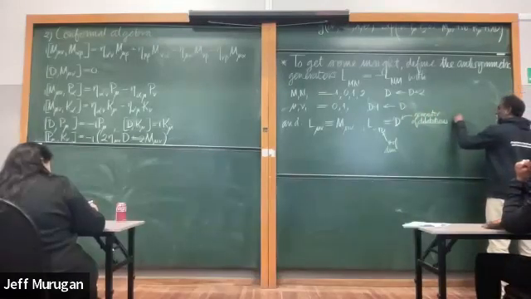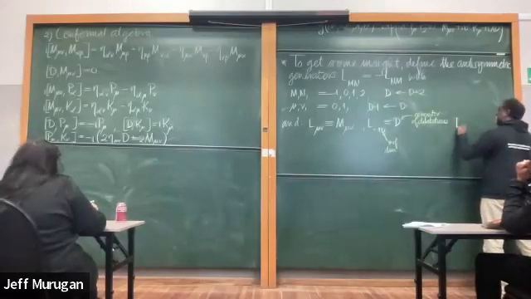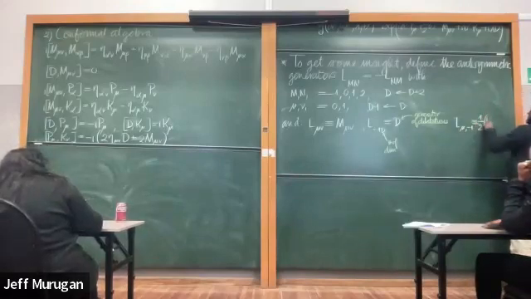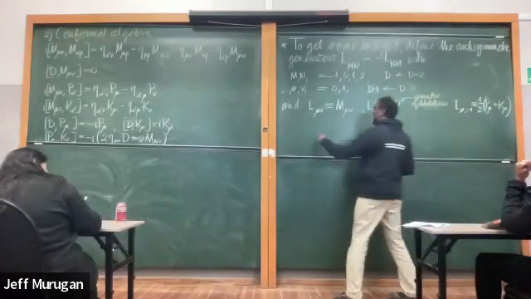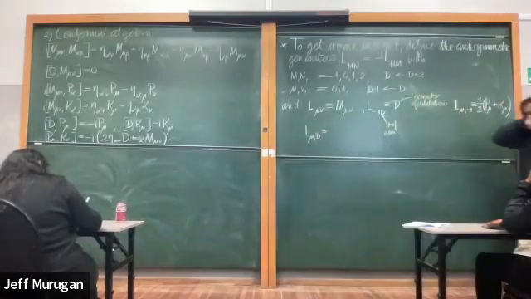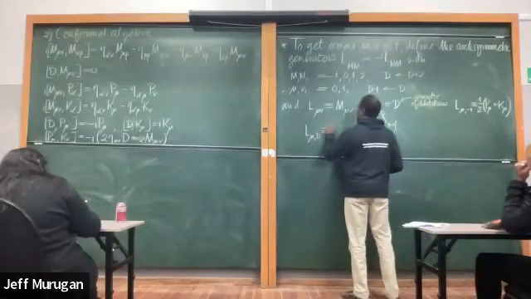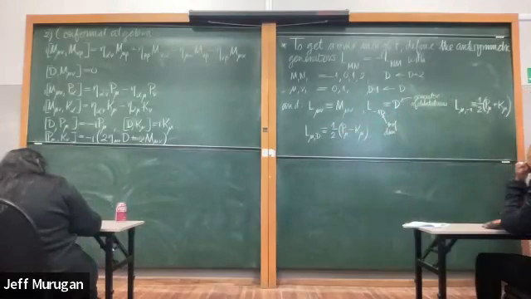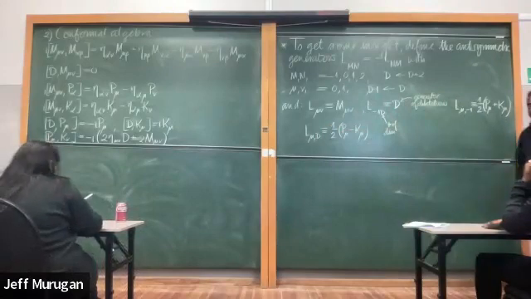L mu and minus 1, we're going to define as a half P mu plus K mu. And L mu and D, and D as an index means the number of dimensions, we're going to define as a half P mu minus K mu. So that captures it all. So L minus 1 and D is D. L mu minus 1 is a half P mu plus K mu. L mu D is a half P mu minus K mu. And everything in between is M mu nu.